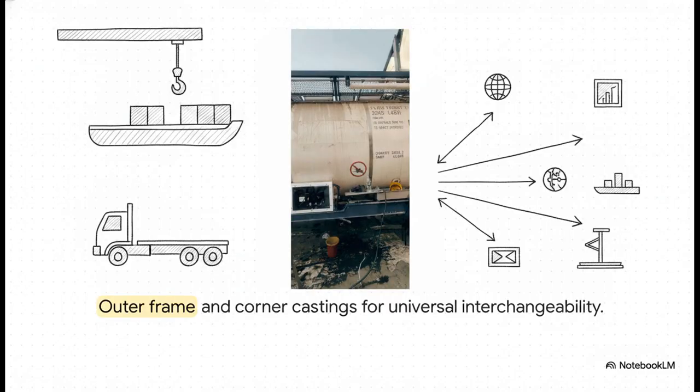And the genius of the design is really in its simplicity. Think about the outer steel frame, and more specifically, those four simple corner castings. The tank itself doesn't have an engine, right? But it connects to literally every port, crane, and chassis in the entire world through those standard corners. It's like a giant puzzle piece. The exact same crane and the exact same truck chassis can lift and secure any ISO tank container on the planet, completely regardless of who actually built it or which operator happens to own it.